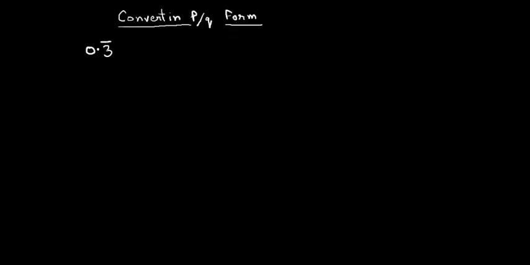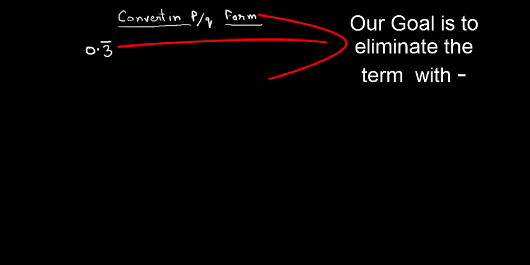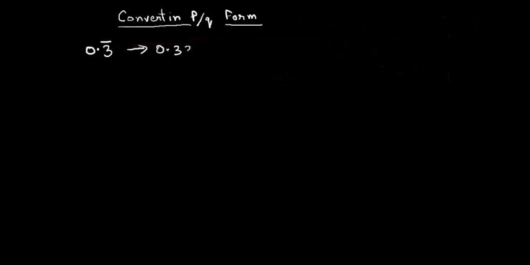0.3 and there is a bar on this. What's the meaning of bar? It basically means 0.3 and 3 is going to get repeated forever, right? Now we have to convert this in P by Q form, and let's see how we go about doing it.